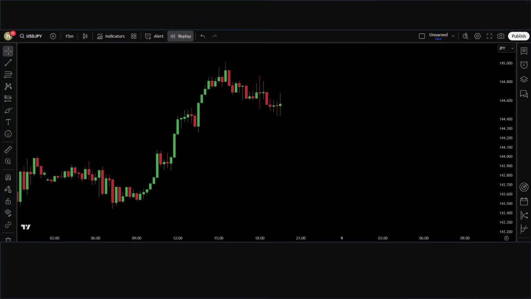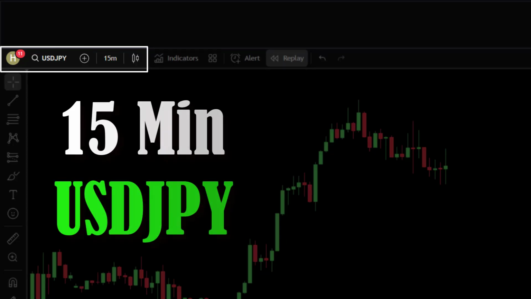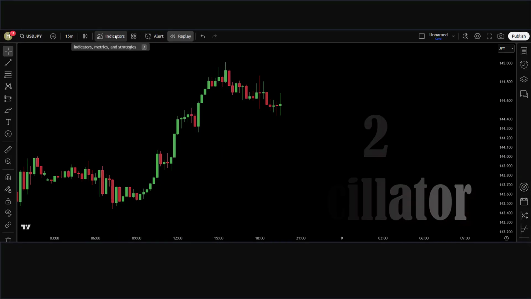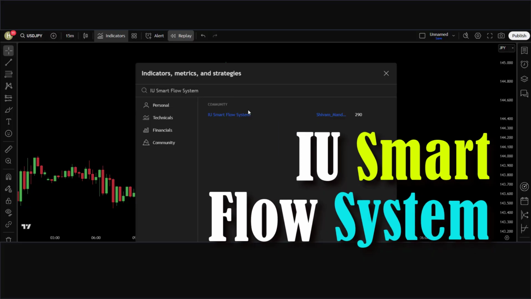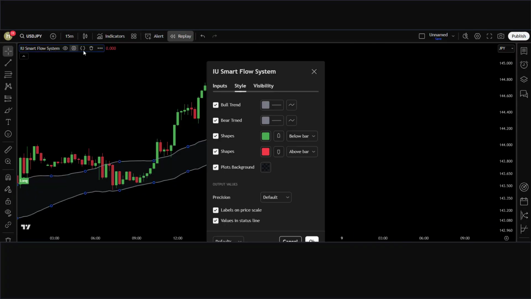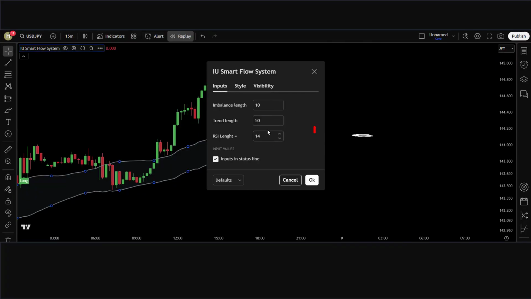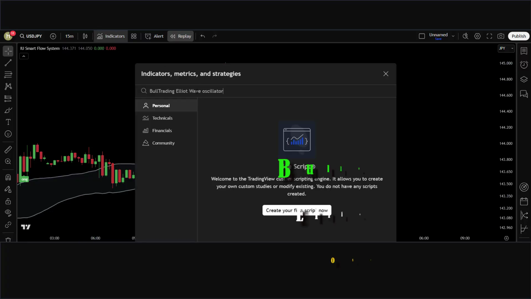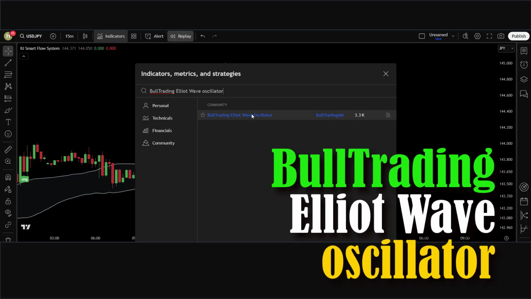Now let's create a trading setup. We are going to test this strategy on the 15-minute frame in the USD JPY chart. In this setup we would require two oscillators. First indicator name is IU Smart Flow System. Keep the indicator setting as I have shown here. After that we have to apply another indicator on the chart. Second indicator name is BullTrading Elliott Wave Oscillator.